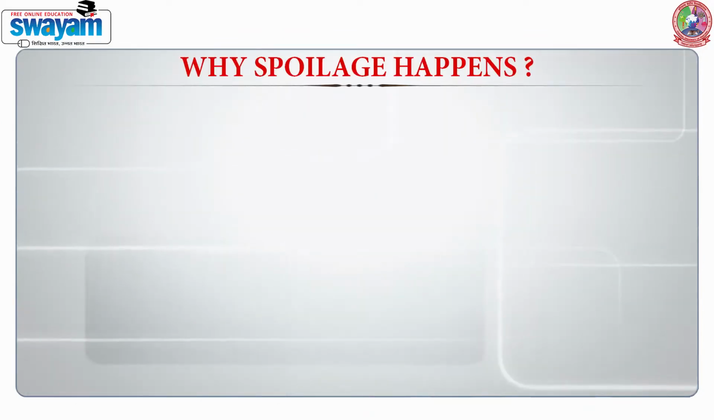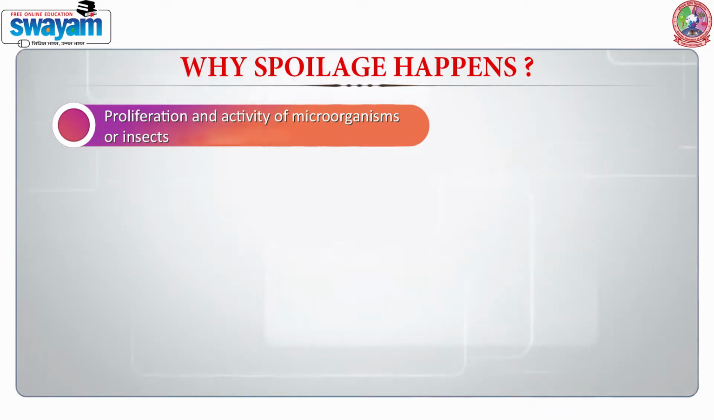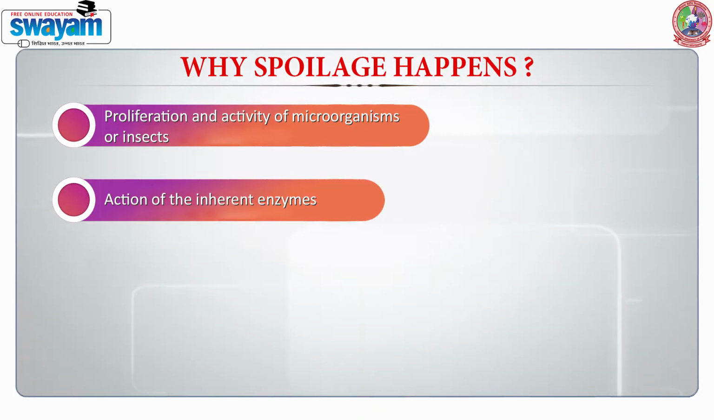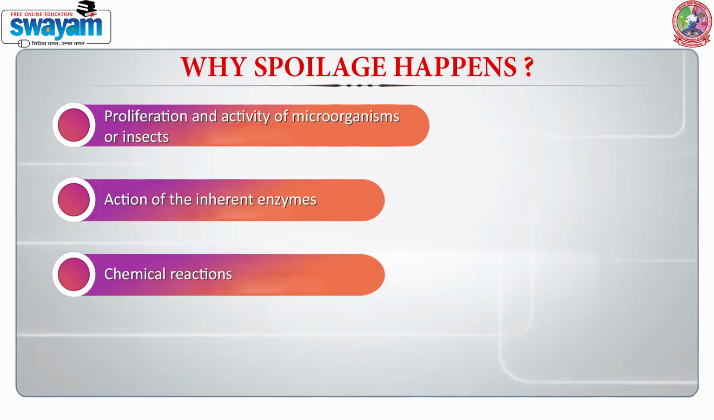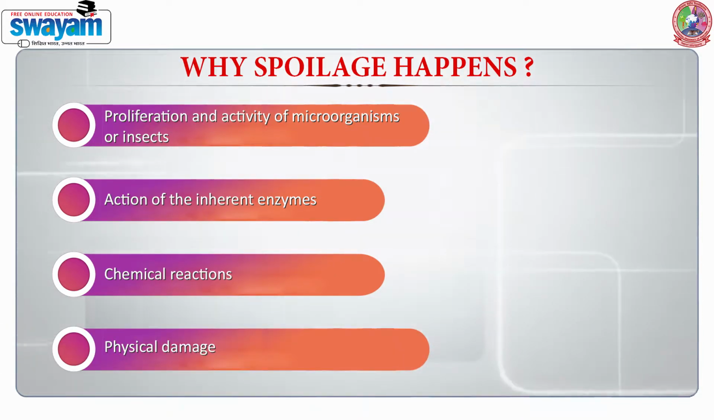Now, the next question which comes to our mind is why this spoilage happens. This spoilage takes place due to the proliferation and activity of microorganisms, even insects at times. And apart from this, there are inherent enzymes in the food which bring about the changes. Sometimes these are chemical reactions due to auto-oxidation, which is one of the main causes of chemical spoilage of food. Then we can have certain physical changes which are happening in food.